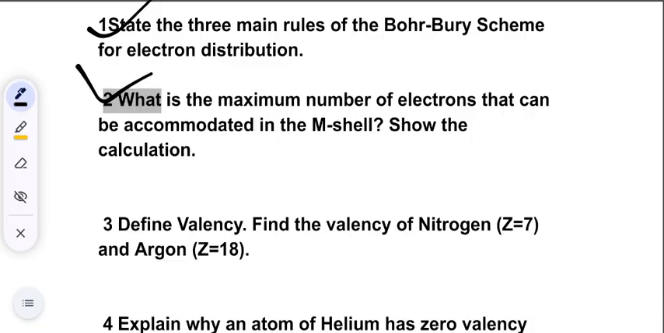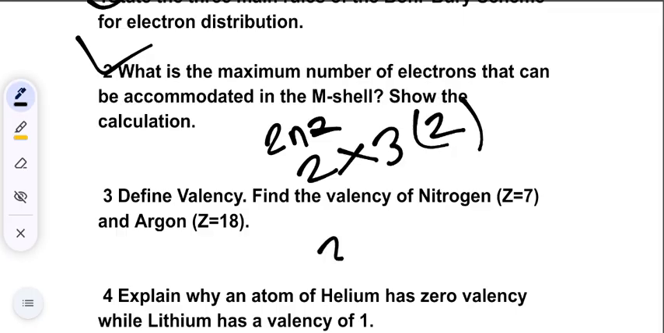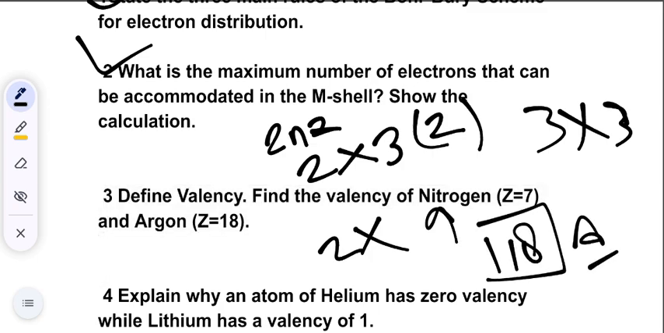What is the maximum number of electrons that can be accommodated in the M shell? Show the calculation. First you will write 2n square. Here everything will be the same, just n will change. Now what is the value of n, meaning what is the shell number of M? 3 square. So first you will solve this: 3 square is 9, then 2 into 9, what will be the answer? 18. This will be your answer.